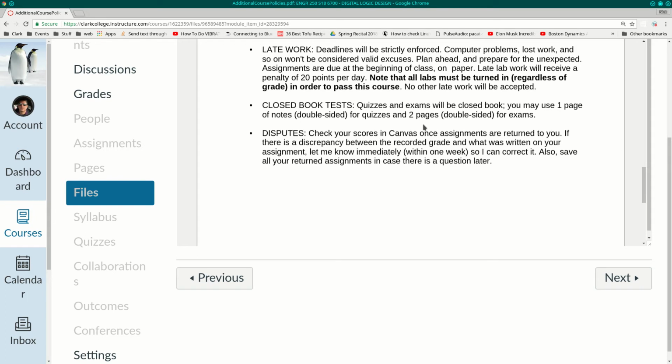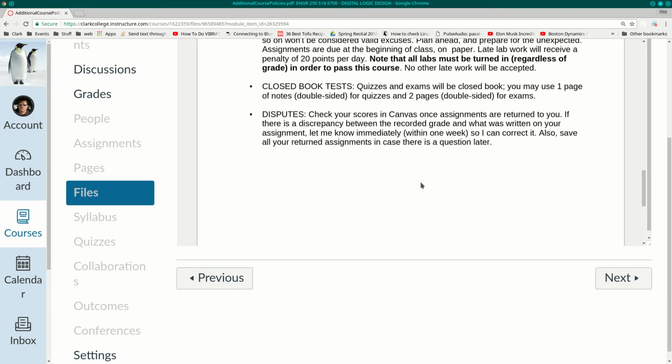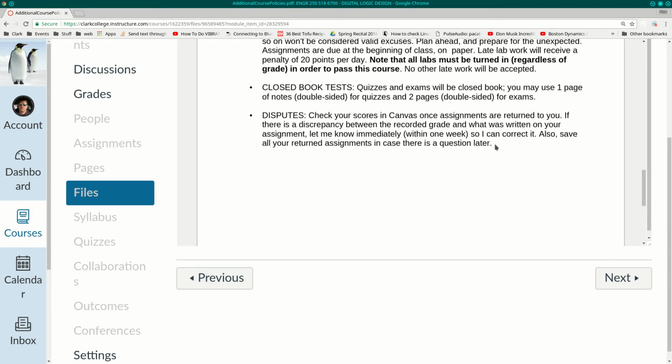Exams and quizzes, if we have them, will be closed book. I'll let you have note pages. For exams, midterm and final, you can do 2 pages double-sided. For quizzes, 1 page double-sided, or you can have single-sided, twice as many. You can write them by hand, you can computer generate them, you can Xerox them, you can use mimeograph and make it really small. It's up to you, okay? But closed book.